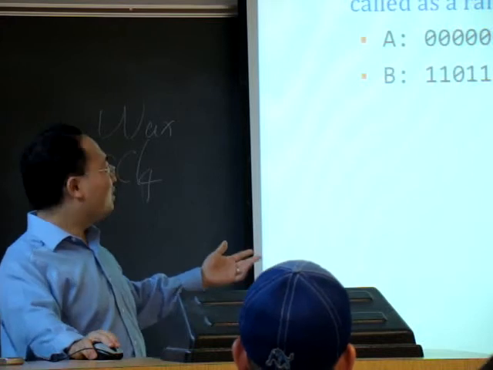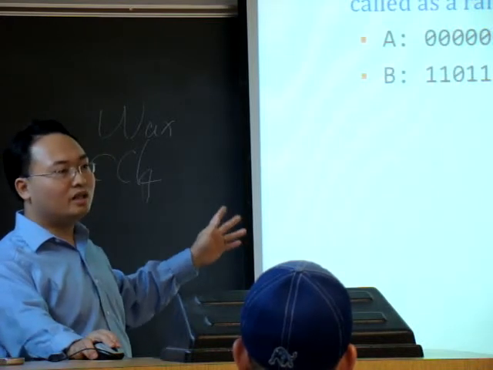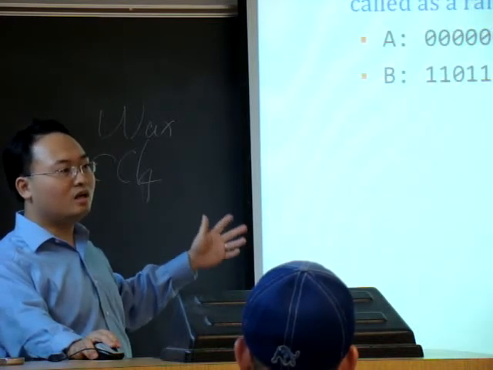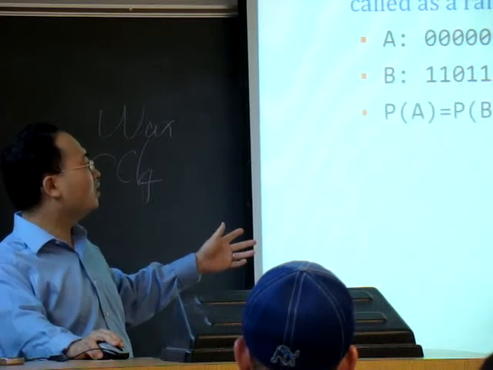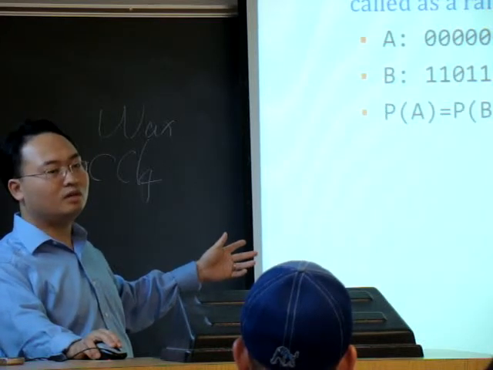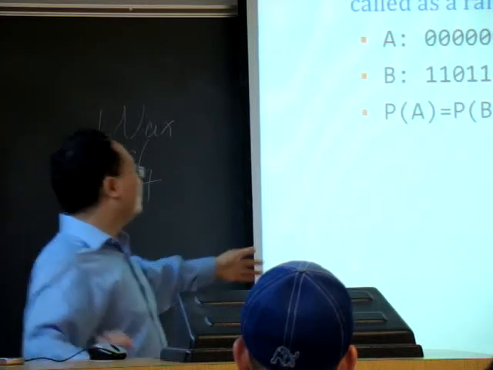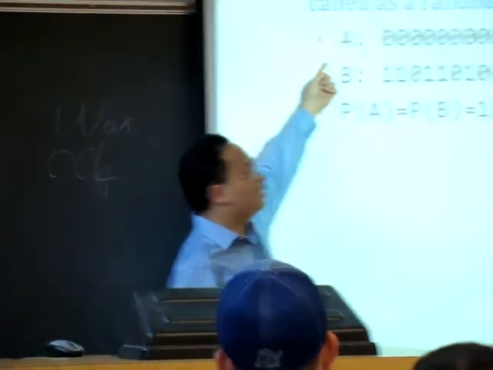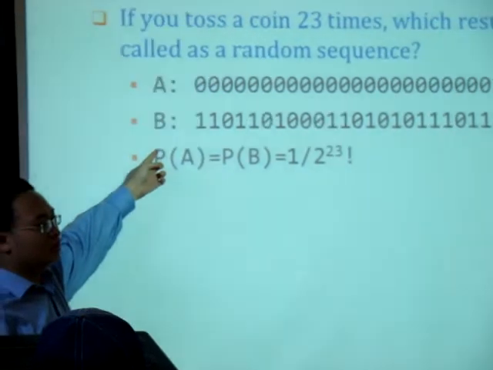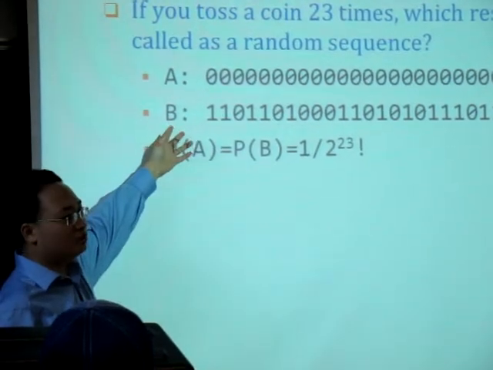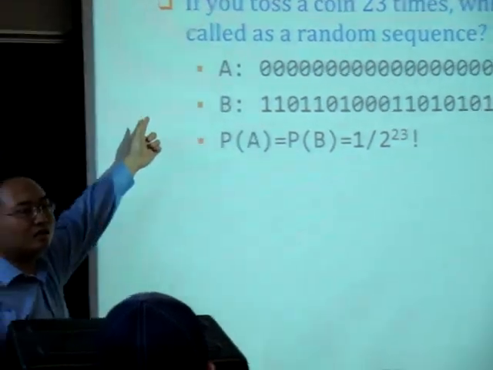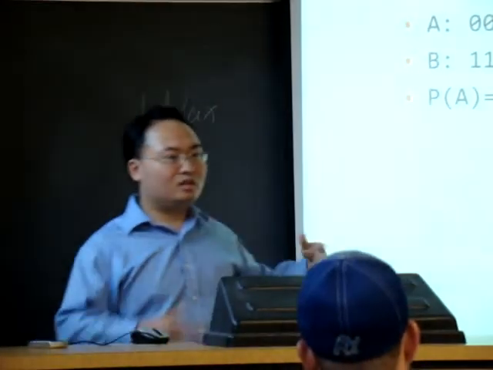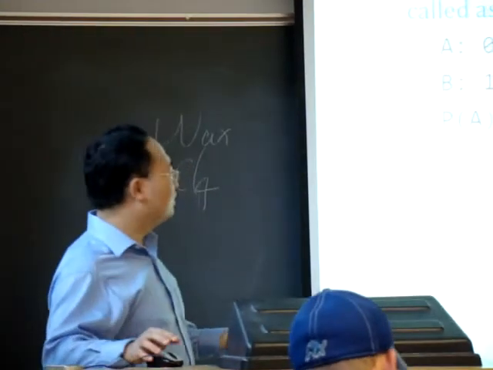Right. But if you analyze the probability of getting A and the probability of getting B, they are equal. They are both equal to 1 over 2 to the power of 23. So why do you say this is more random? Because this is possible, and this is also possible. You get this with the same probability as getting that. So that gives you a question. Why is it more random?